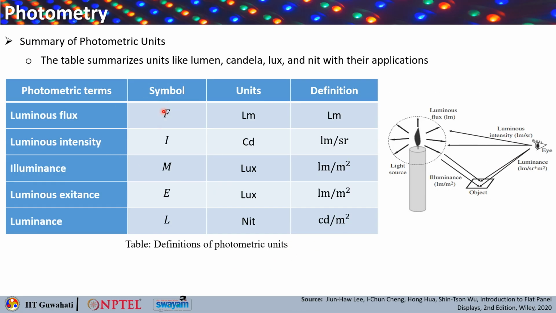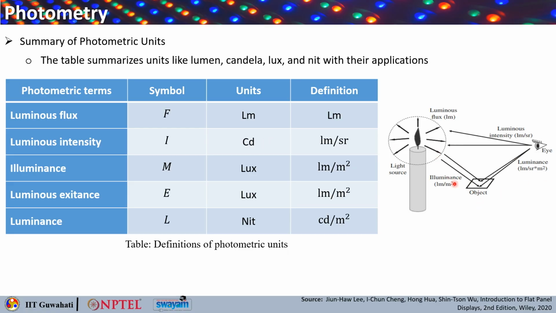So, in summary, these are the photometric units people use. You have luminous flux, which is coming out from this candle. The symbol is F, because it is flux, and the unit is lumen, LM. Then you have luminous intensity, seen by the eye. The symbol is I, and the unit is lumen per steradian, which is candela.